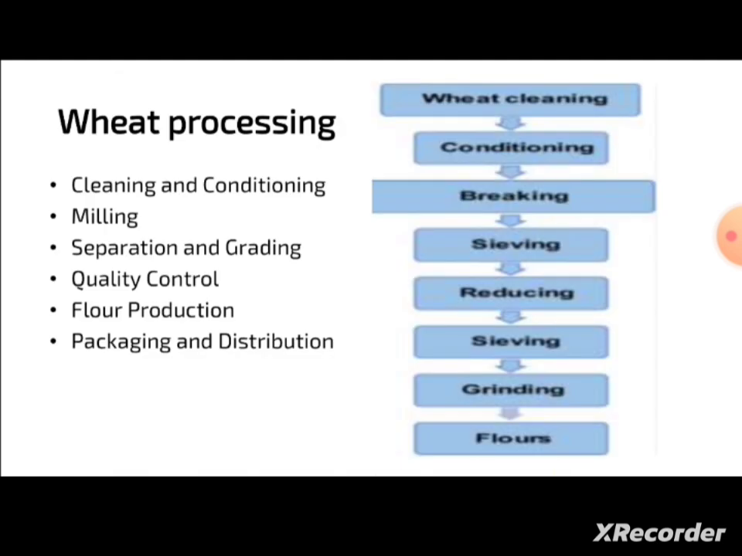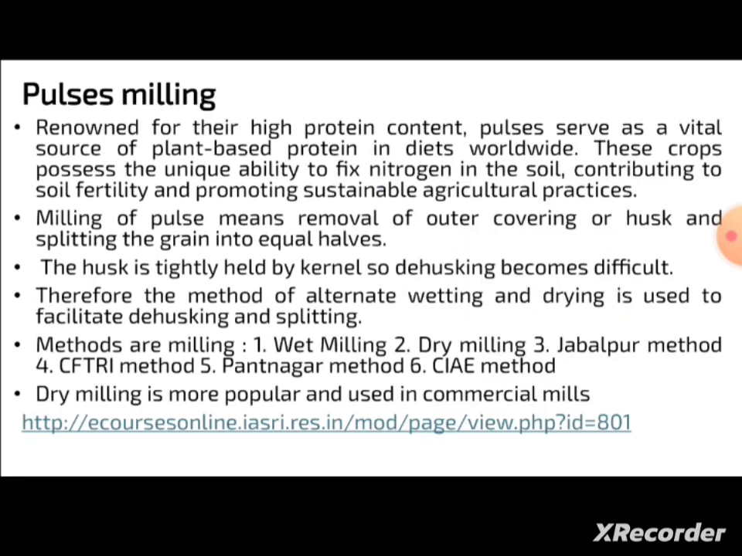So next one will be wheat processing. Since wheat consists of many foreign particles like husk, stones, or other unwanted materials, the first process will be cleaning, and then conditioning, breaking, sieving, reducing, and again sieving, grinding to flour. So these are the basic operations involved in wheat processing.